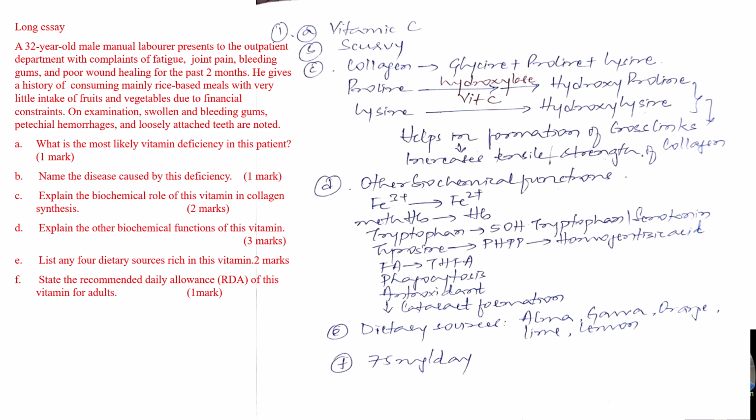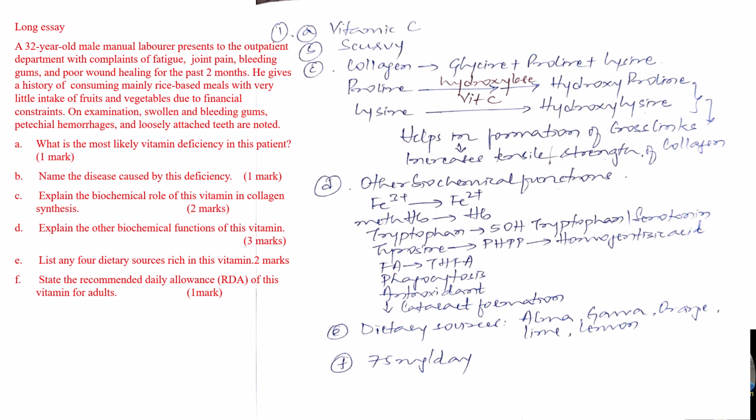So the next question is explain the other biochemical functions of this vitamin for 3 marks. So these include reduction of ferric to ferrous form, conversion of methemoglobin to hemoglobin so that it gets back the oxygen carrying capacity, conversion of tryptophan to 5-hydroxytryptophan, which is serotonin, synthesis of serotonin, which acts as neurotransmitter in the central nervous system, conversion of tyrosine to para-hydroxyphenylpyruvic acid and subsequently to homogentisic acid.